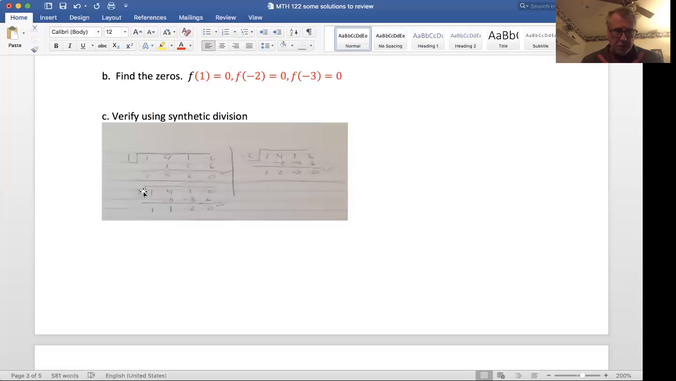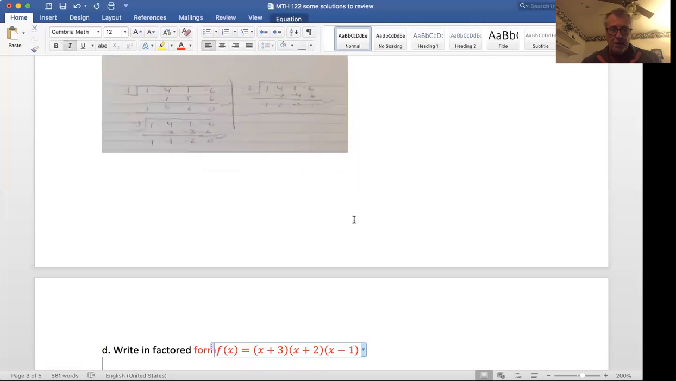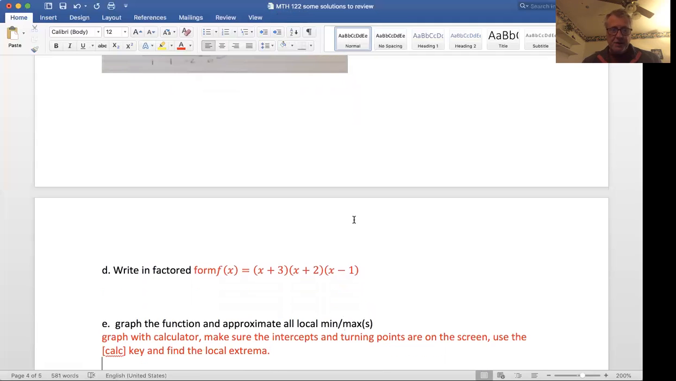And then the last one here, minus 3. Drop the leading term down. Minus 3 times 1, minus 3. Put it here. 4 minus 3 is 1. Minus 3 times 1 is minus 3. Put it here. 1 minus 3 is minus 2. Minus 3 times minus 2 is 6. Put it here. Minus 6 plus 6 is 0. So no remainder. So that verifies, since there's no remainder in each of those cases, that it's a 0.